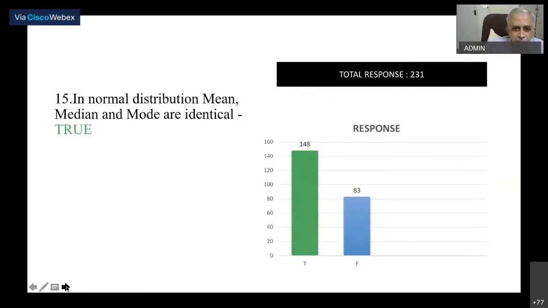See, normally in human values, it will not be correctly distributed. Suppose heart rate, if you take, there will be some with 70, some 72, some 75, some 80, some 90, like that. So it will change depending upon the individual. So normally it will not happen, but if it happens, it is correct. I mean, if it is normally distributed, almost all of them have the same value, then it will come in the middle. Here also 83 people have got the wrong answer. Next.